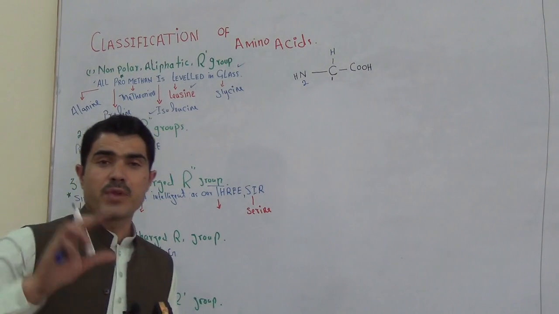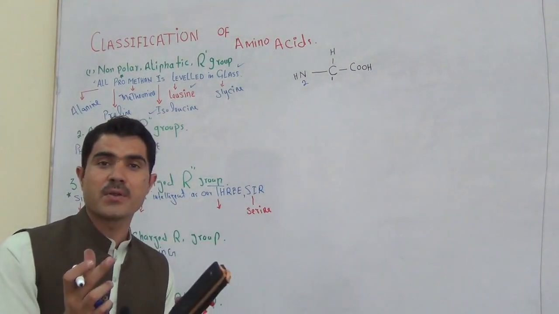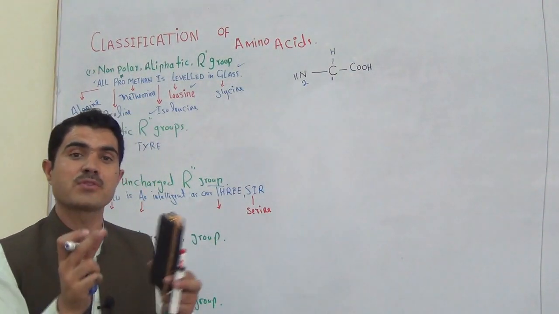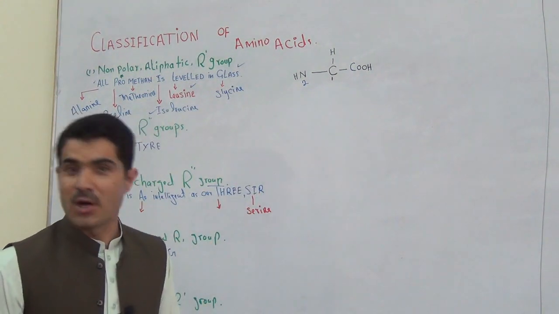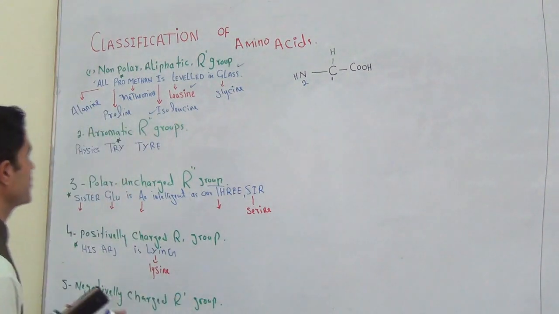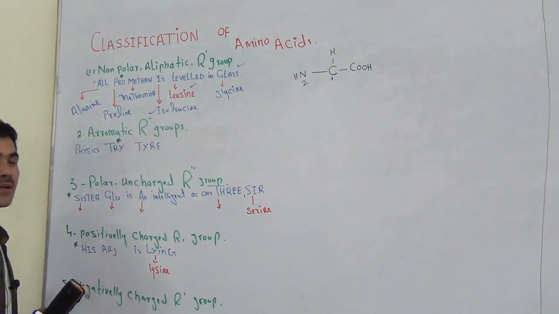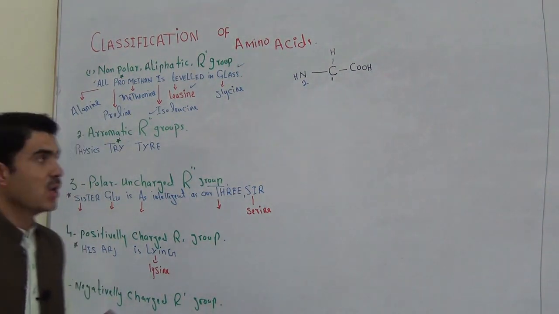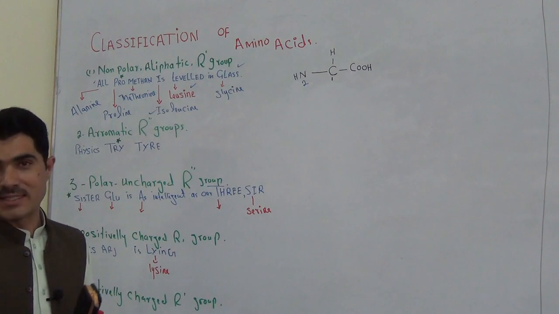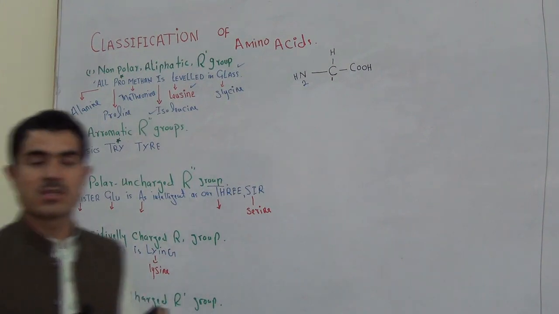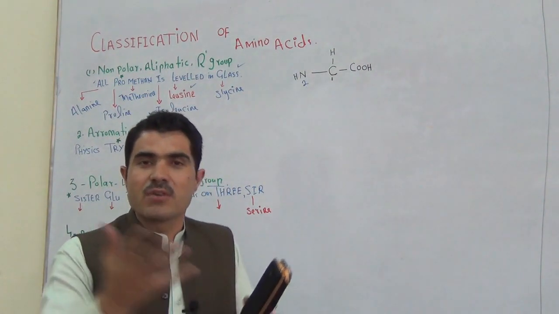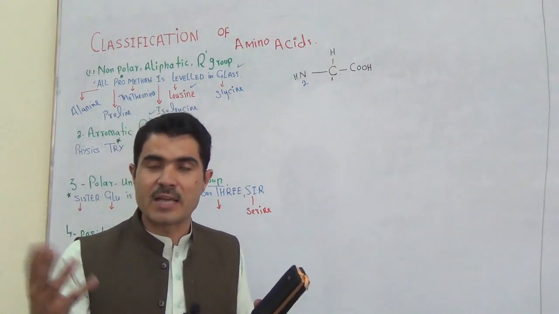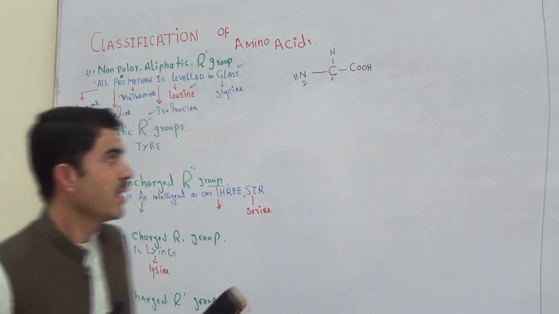In this way, we got the structure of all the amino acids, and we also memorized which amino acid belongs to which group, and we also discussed some of the special properties of the amino acids. Similarly, we will now shift to another group which is called the aromatic R group. There are some amino acids whose R group is aromatic. Aromatic are those compounds which show aromaticity, in other words, benzene-like properties are called aromatic.